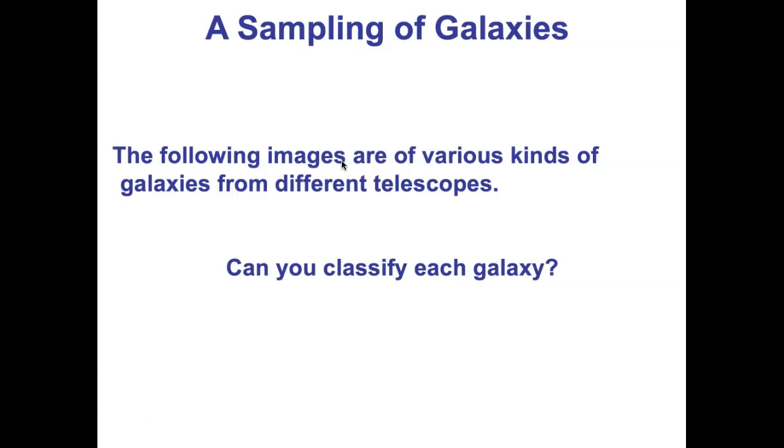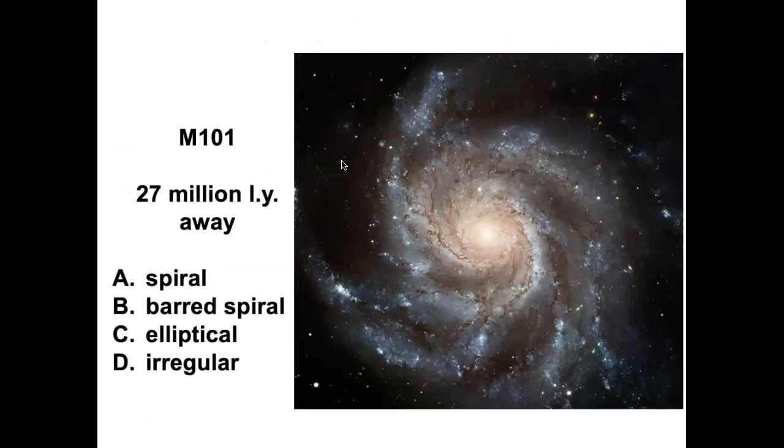Here I'm going to show you some galaxies. What do you think the classification of that galaxy is? What kind of galaxy do you think M101 is here? Yeah, it's a spiral galaxy, right? Yep, round bulge, spiral arms, clearly a spiral galaxy.